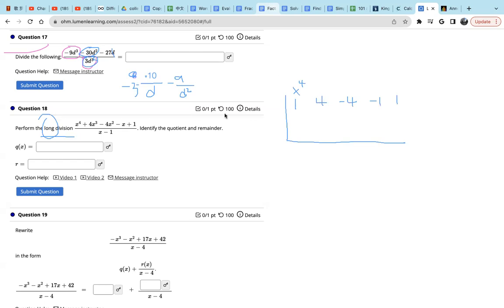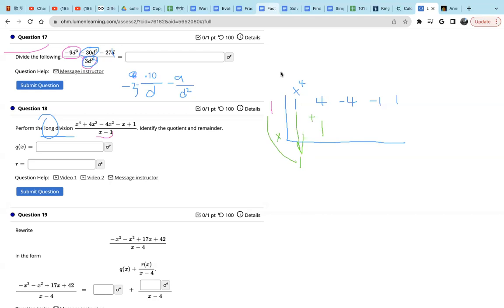My divisor is x minus 1. So I just put a 1 here. X minus 1, I put a 1 here. X plus 1, I put a -1 here. So my first step is just write down this one. So this one, I just write down here. Then next one, multiply those two. 1 times 1, I get a 1. I put a 1 here. Then I add these two.